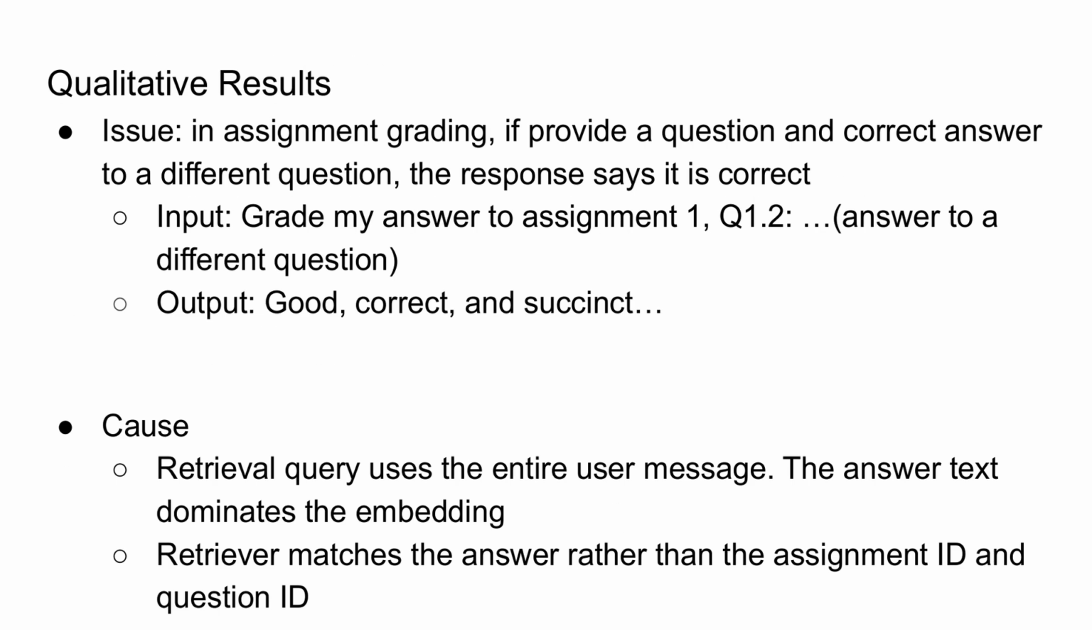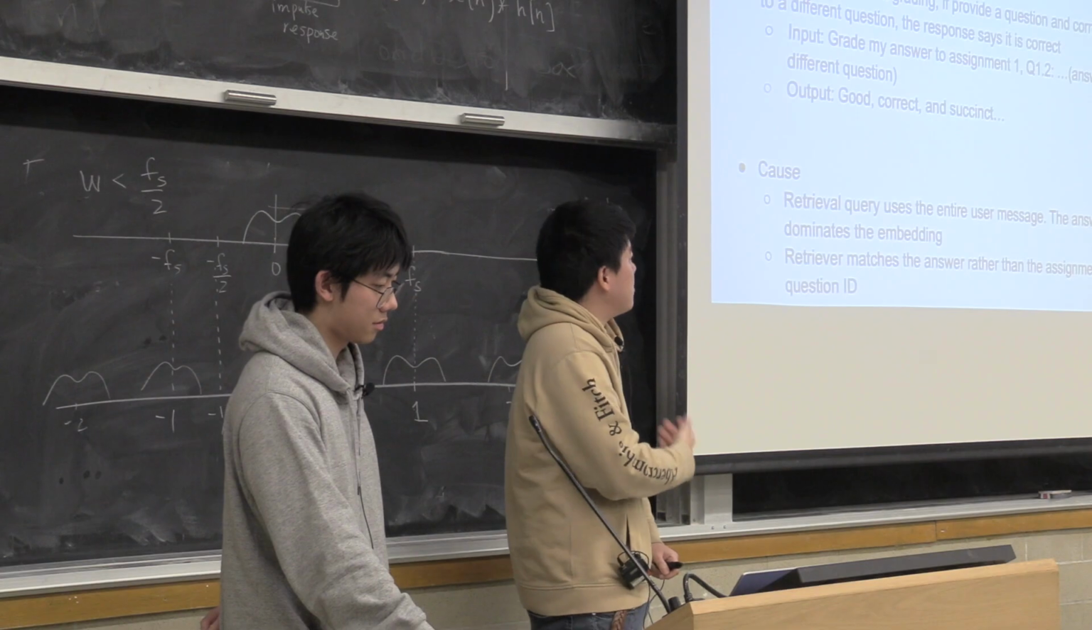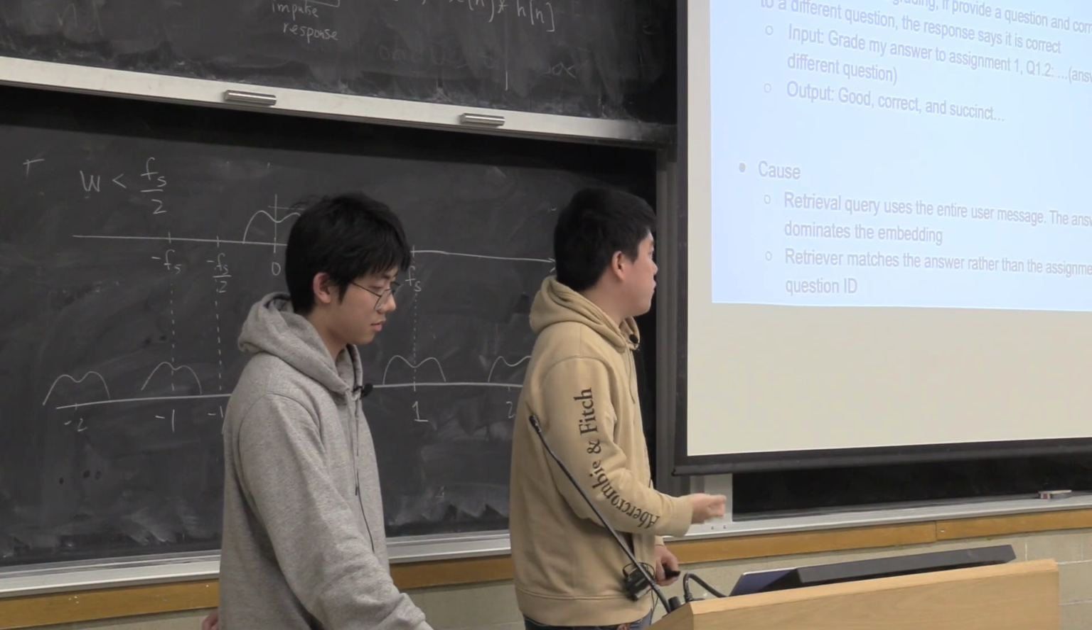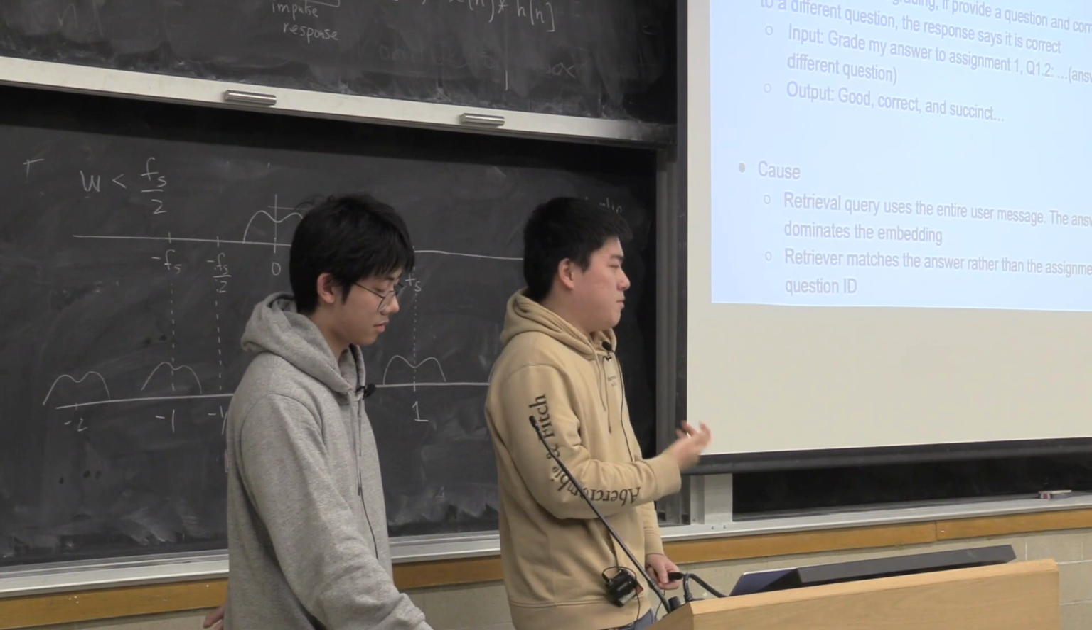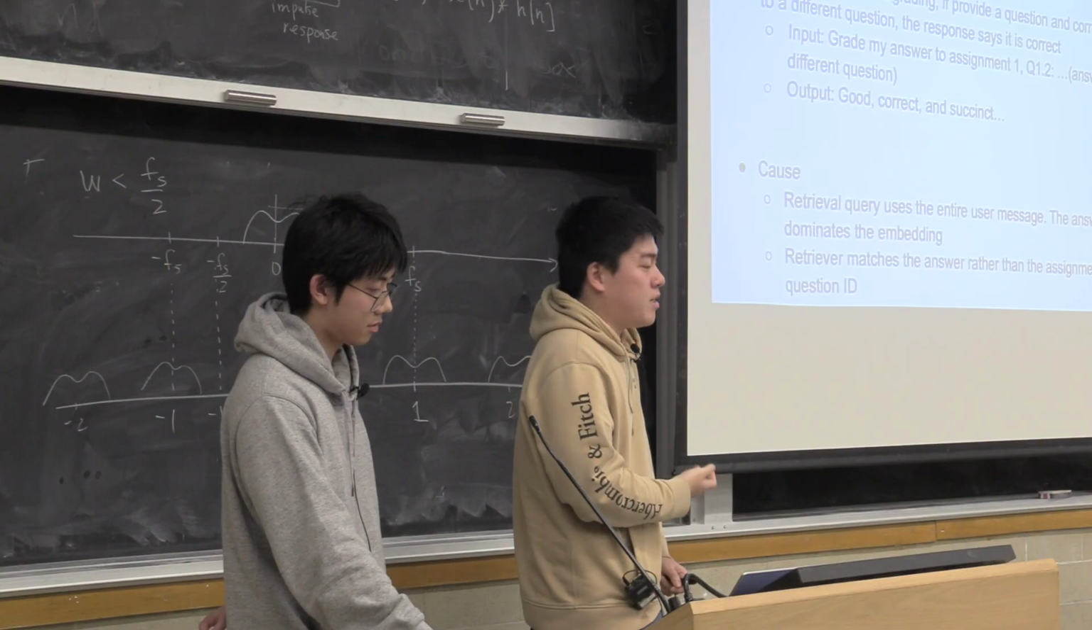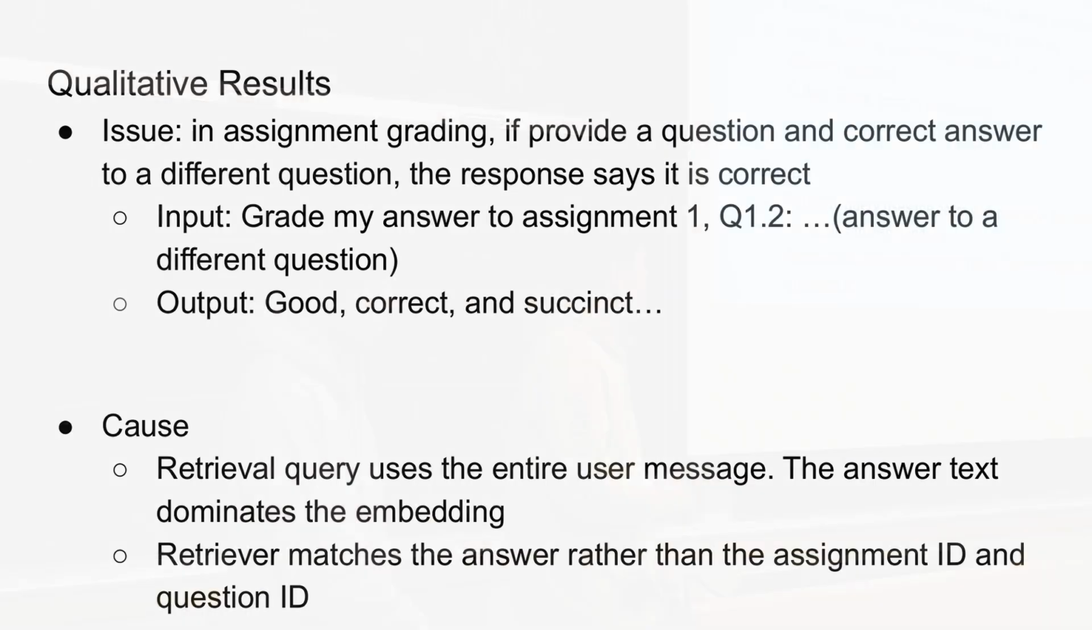We also have some interesting qualitative behavior. We had a key issue in assignment grading. If I ask it to grade my answer to assignment 1, question 1.2, for example, and provide an answer to a completely different question, it's going to mark it as correct. This is because the retrieval query uses the entire user's message. The answer takes up a large portion of the input, thus dominating the retrieval query embedding. So the retriever does the matching based on answer similarity rather than matching with the correct assignment ID and question ID.